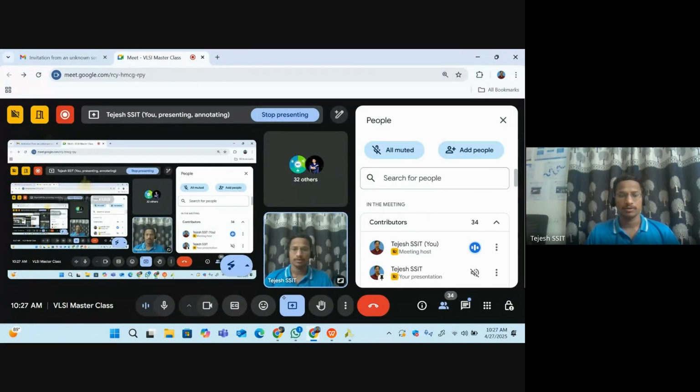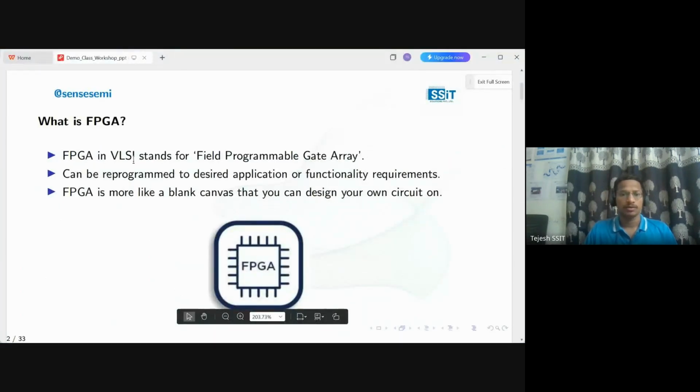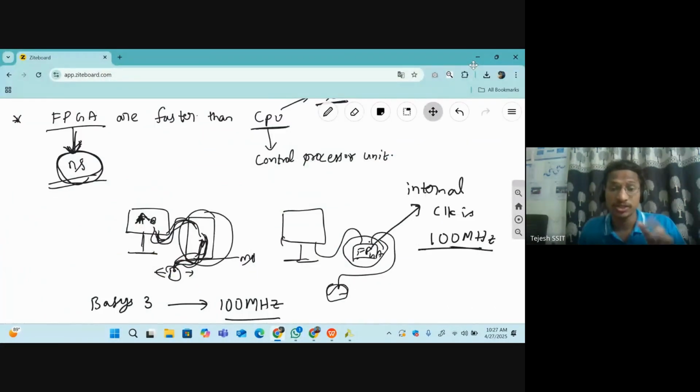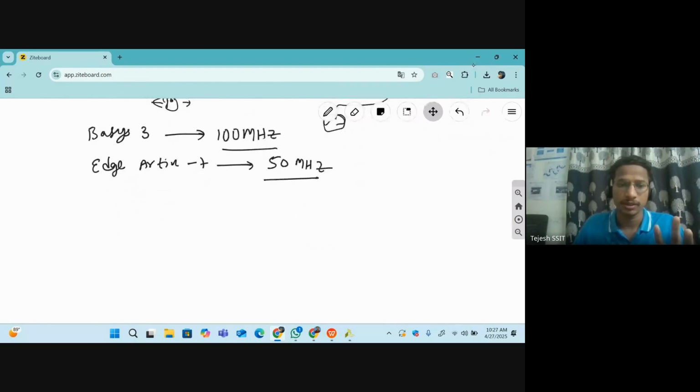Okay, coming to the next point. This is the major one. Field programmable gate arrays can be programmed; FPGAs are blank and then designed. I will come to the main point, so you have to observe this one. Don't miss this point, guys.